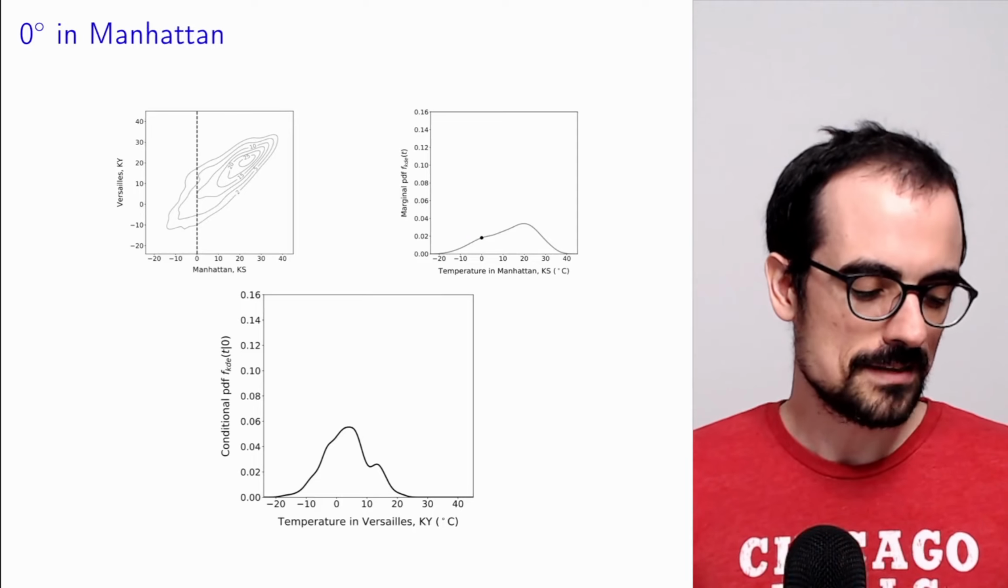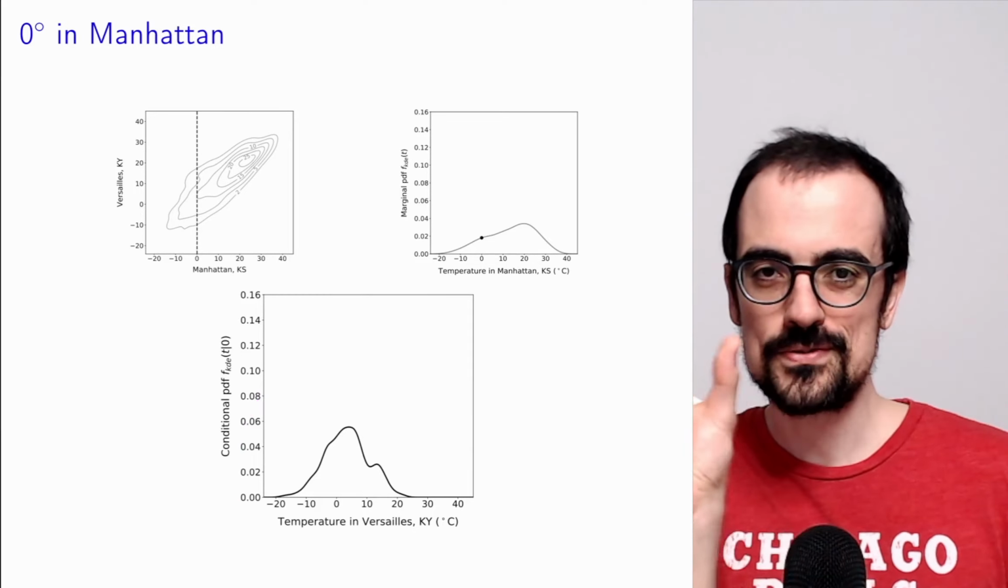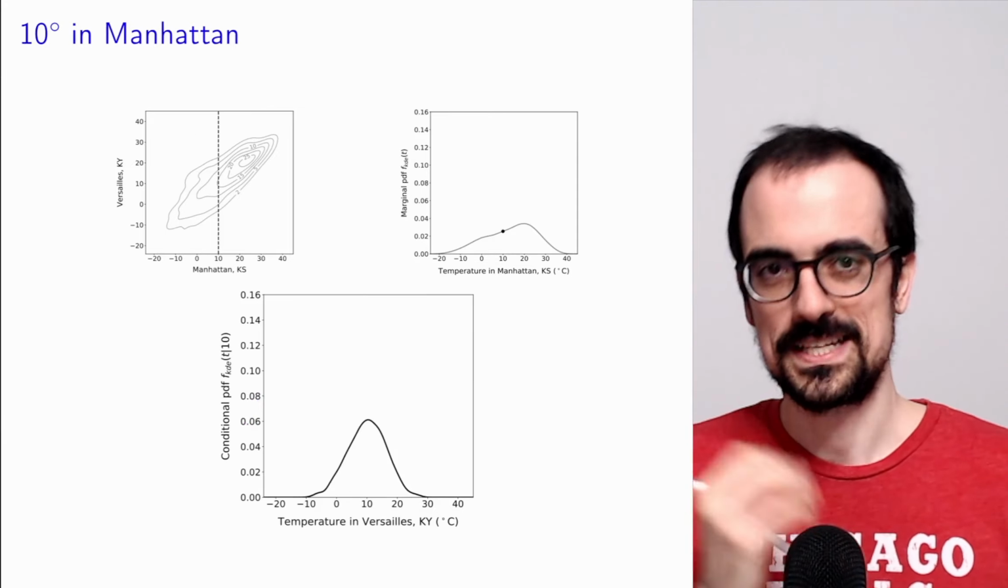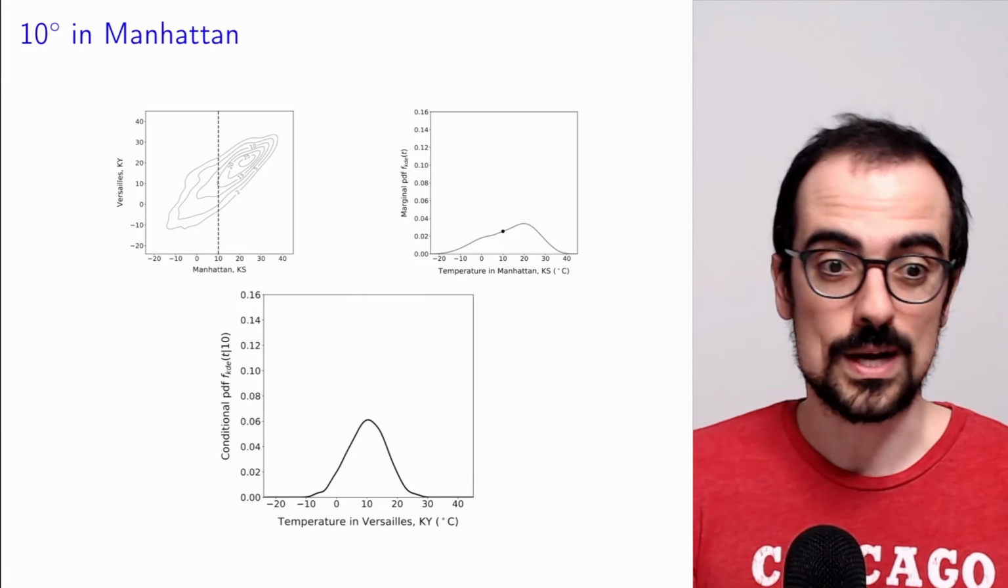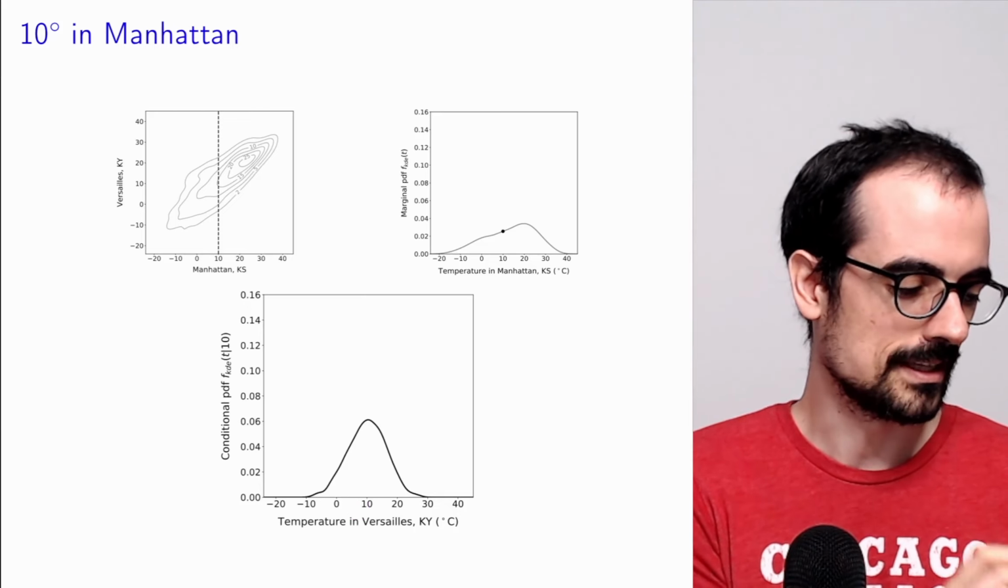If it's 0 degrees in Manhattan, we see how the conditional PDF moves. It's a bit warmer in Versailles. At 10 degrees in Manhattan, you can see actually that the temperatures in these two places are quite similar. So here now the temperature is almost centered around 10 when it's 10 degrees in Manhattan.